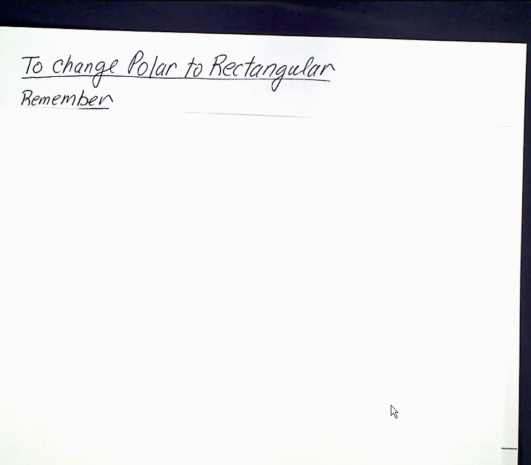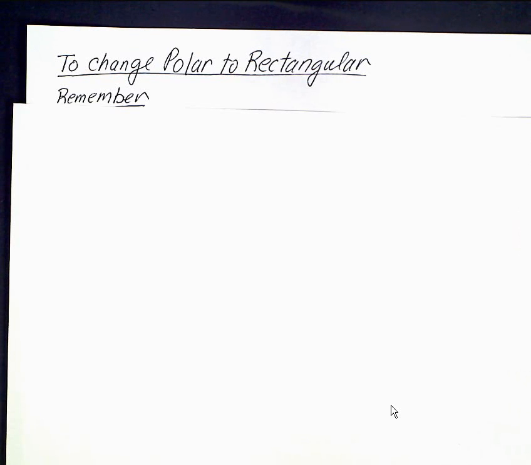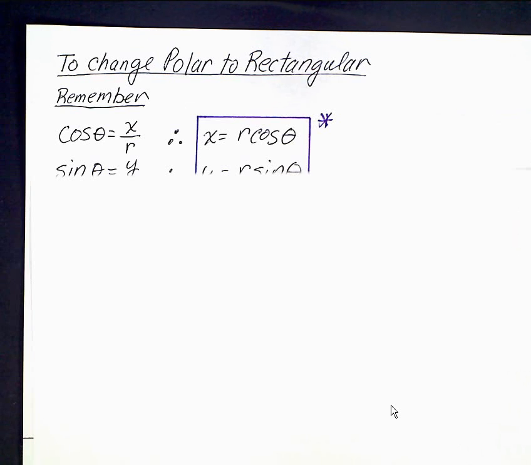Okay, now we want to talk about changing polar to rectangular and rectangular to polar. To change polar to rectangular, I want you to remember that the cosine of theta is the same ratio as the x values to the radius of the circle. The sine of theta is the ratio of the y values to the radius of the circle. Therefore, if you multiply both sides by r, you could come up with x equals r cosine theta, and y equals r sine theta.